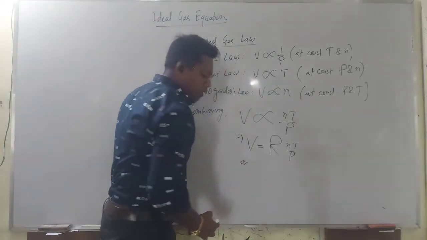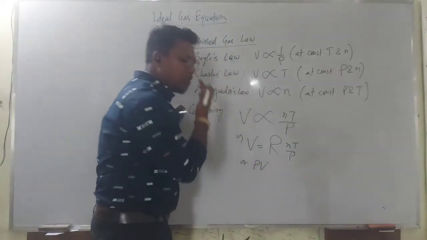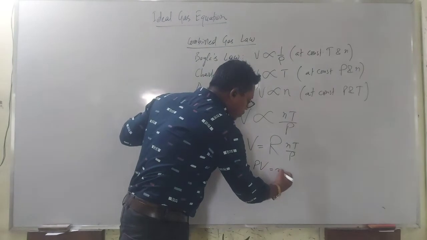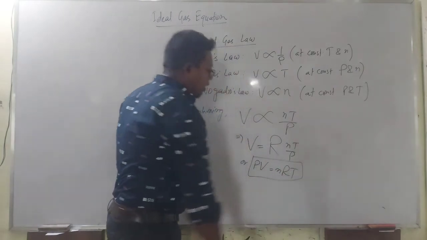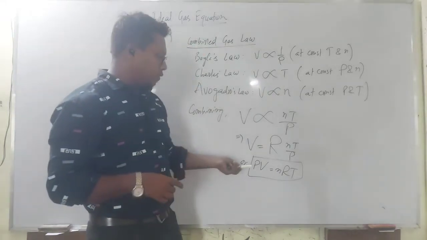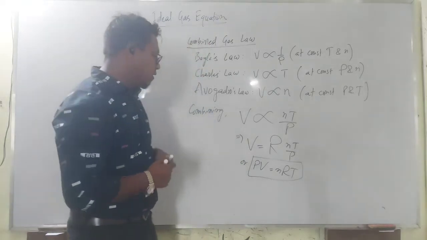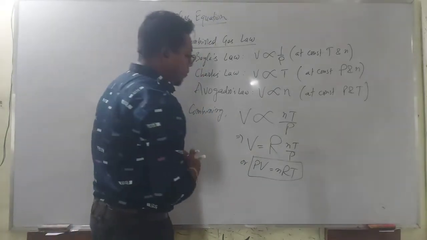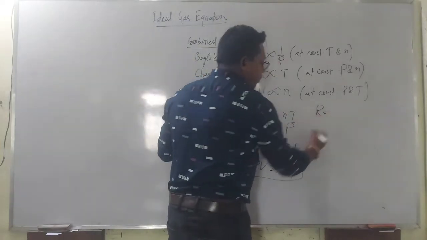So in a proper way, we write this equation as PV is equal to nRT. This is the ideal gas equation. Those gases which follow this equation are called ideal gases. Now from this relation, here R is called what?